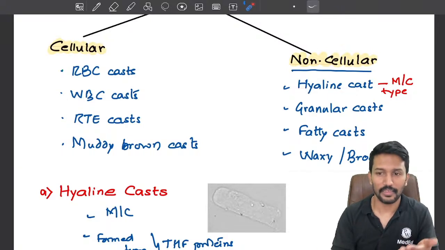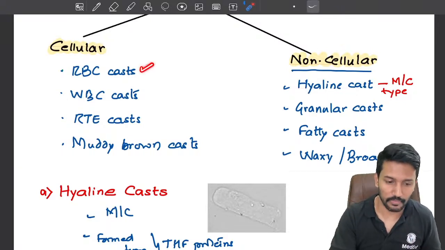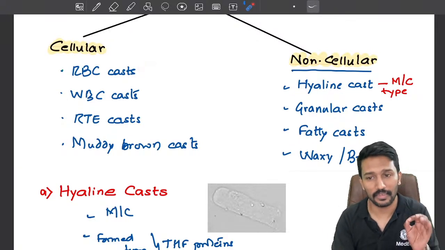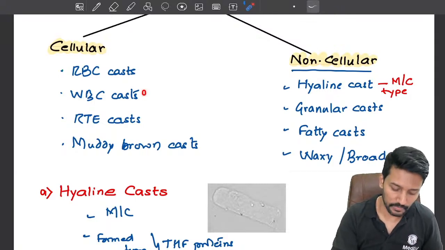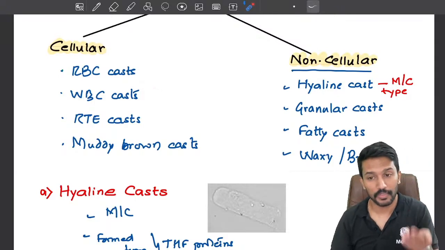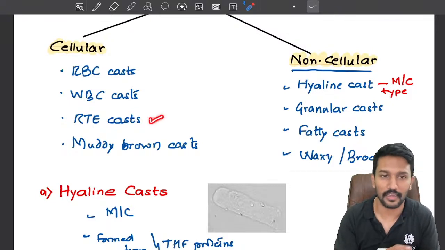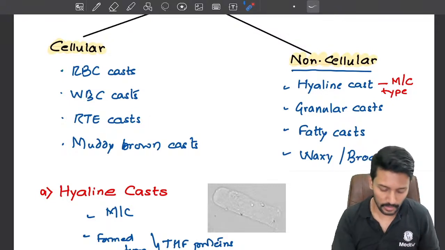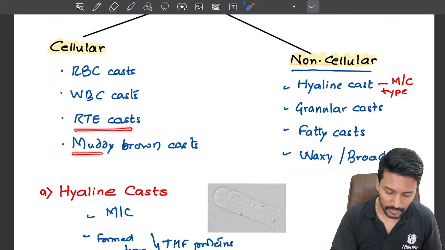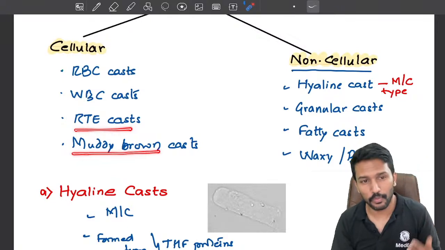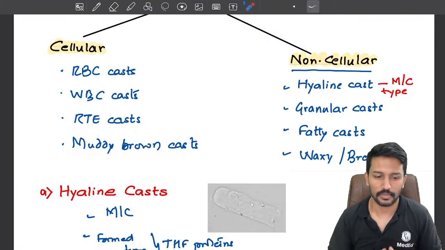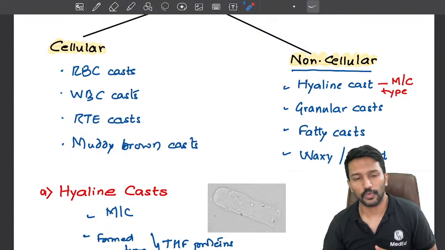So if there is a hyaline cast impregnated with RBCs, then we call it RBC cast. If there is a hyaline cast added with the WBCs, we call it WBC cast. If there is a hyaline cast added with renal tubular epithelial cells, we call it RTE cast. Similarly, this RTE cast, if the cells go into degeneration, it becomes muddy brown, so we call them muddy brown cast.